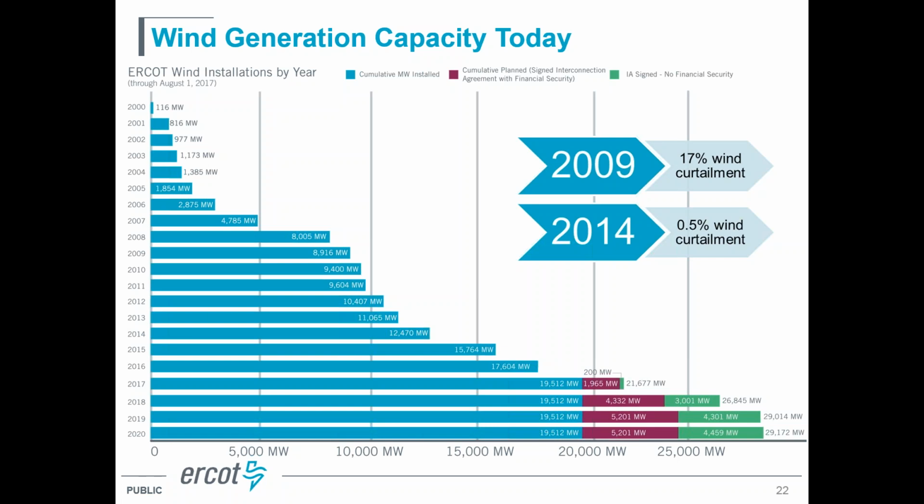And so in contrast, in 2014, even though we had a lot more wind generation on our system than in 2009, we only had 0.5% of wind generation curtailment that year. And so I think that sort of speaks to the success of the transmission plan and the process that went into that. So with that is all that I have.